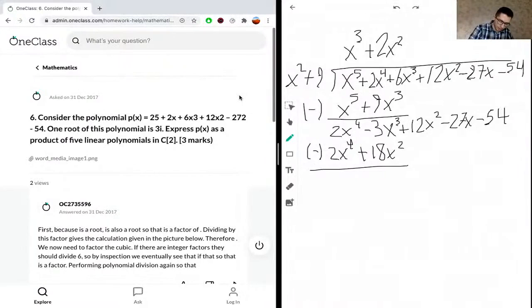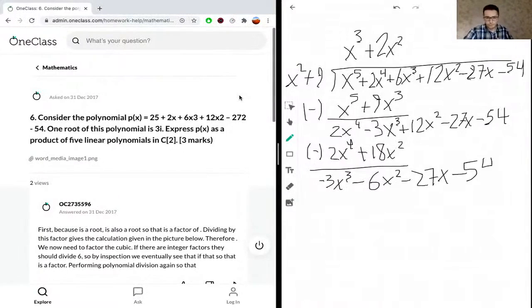And now we get negative 3x to the power 3. And we have 12 minus 18, which will give us negative 6x squared. And then we have the rest, so negative 27x minus 54. So finally, or not finally, there's two more steps still.